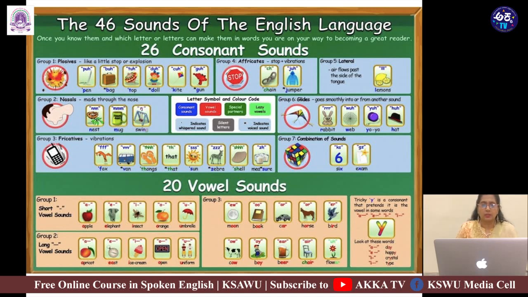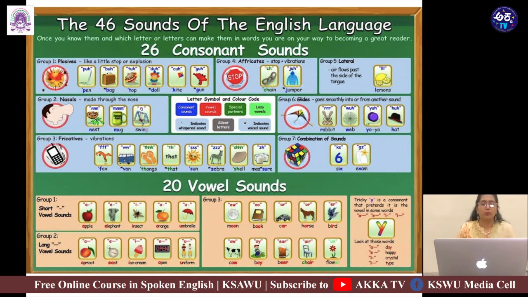And of course, there are combination sounds like x and x. For example, fix, six, and exam. A combination of G and Z. Exam. Exactly. It should not be said as exactly with a k sound, it should be exactly.